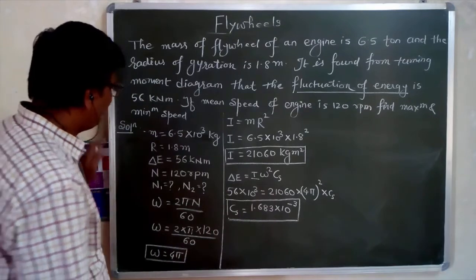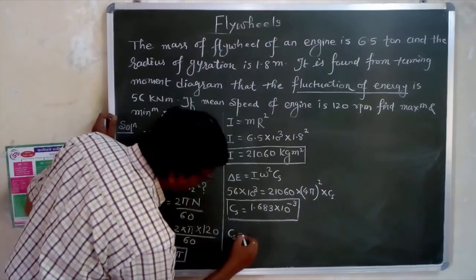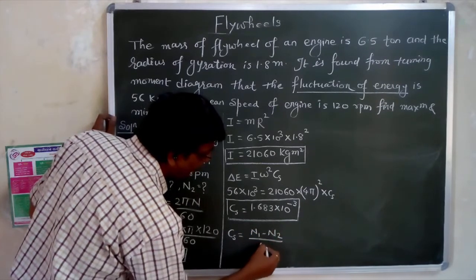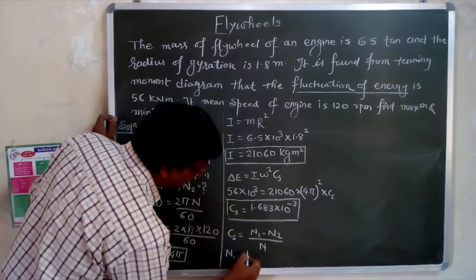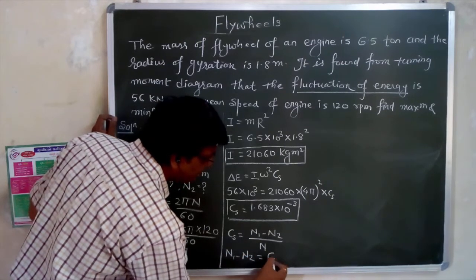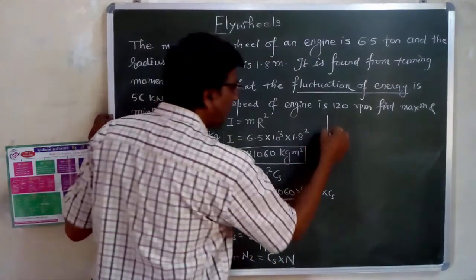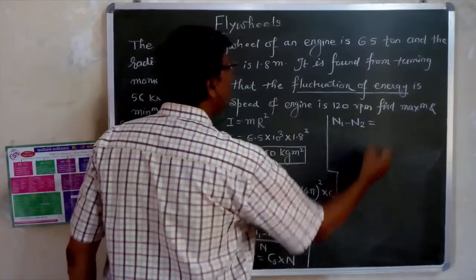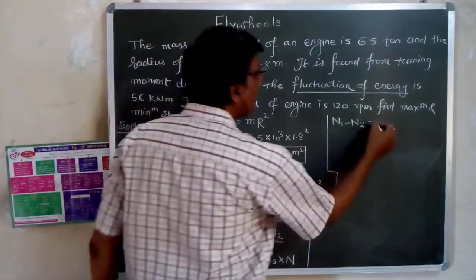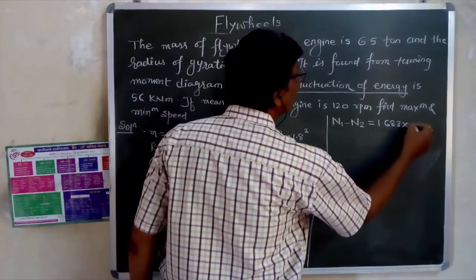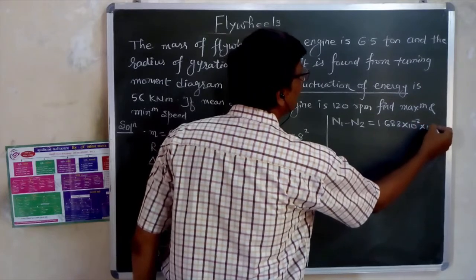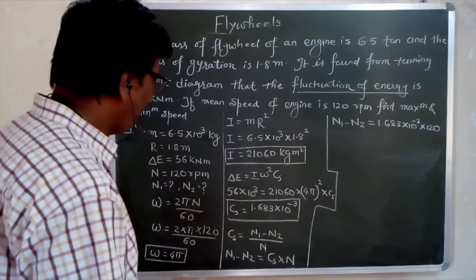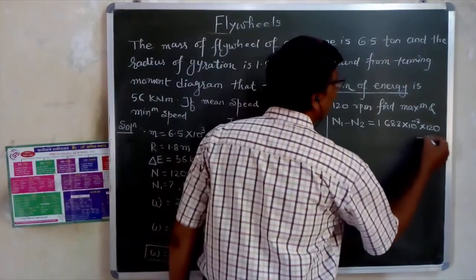Now let us see, CS is equal to N1 minus N2 by N. So N1 minus N2 can be taken as CS into N. Now N1 minus N2 can be taken as CS, that is 1.683 into 10 raised to power minus 3, into N is 120. Okay? Done? Let us take this as equation number 1.